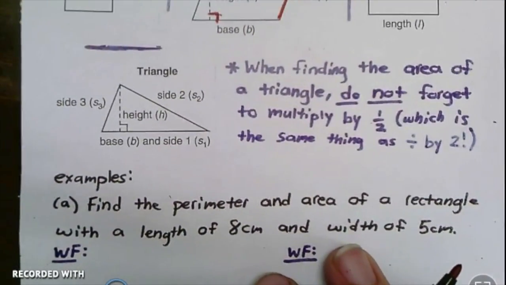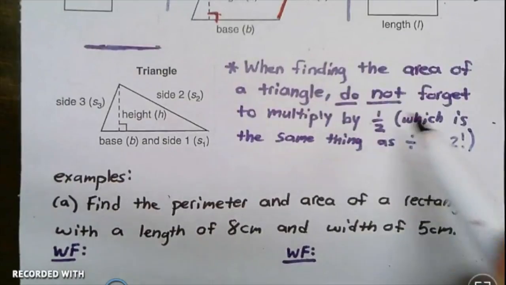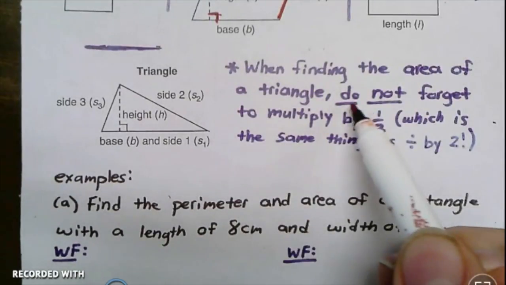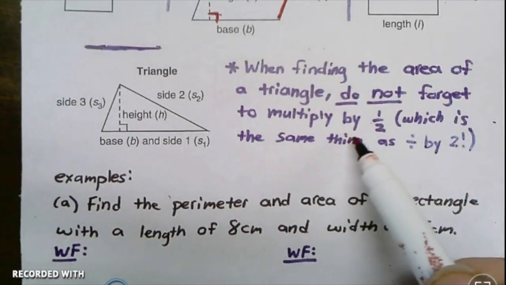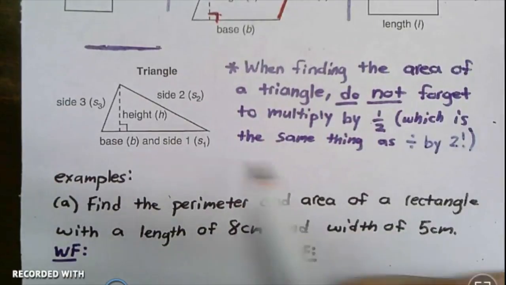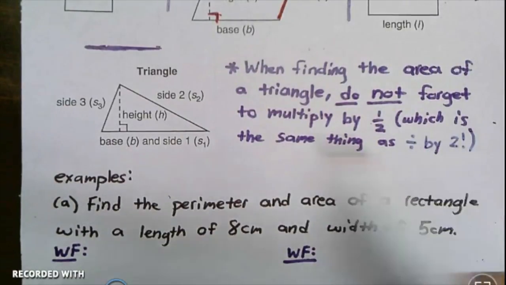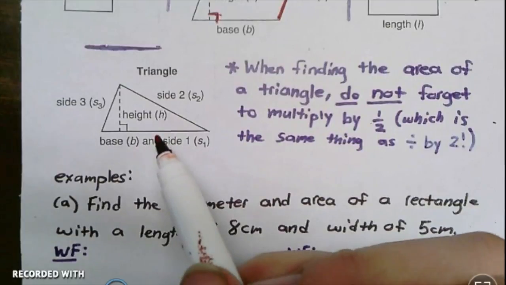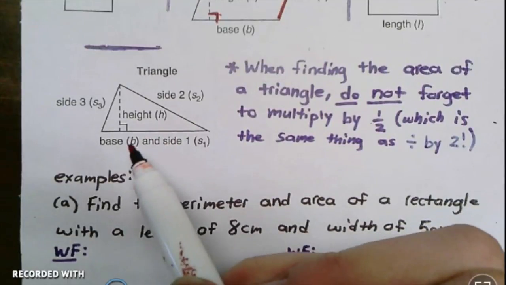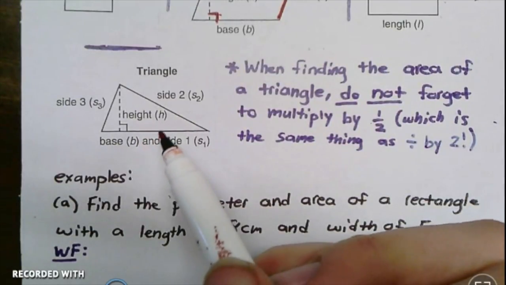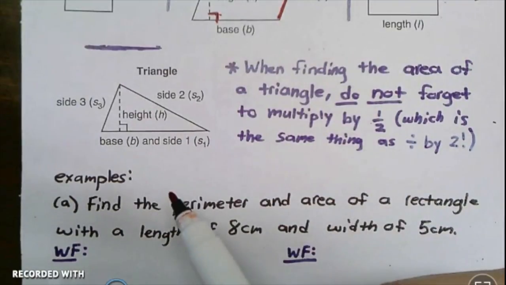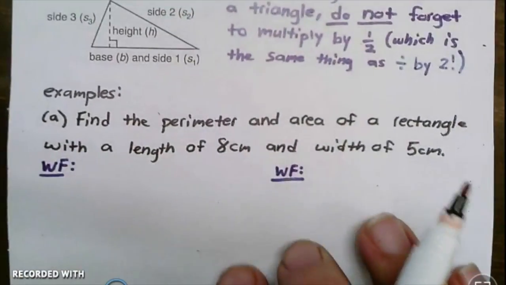Let's jump right in. All right, I made a note right here. When finding the area of a triangle, do not forget to multiply by 1/2, which is the same thing as dividing by 2, because a lot of you have been finding the area of a triangle by just doing the base times the height and forgetting that then you've got to cut that number in half. All right, here's our first example.